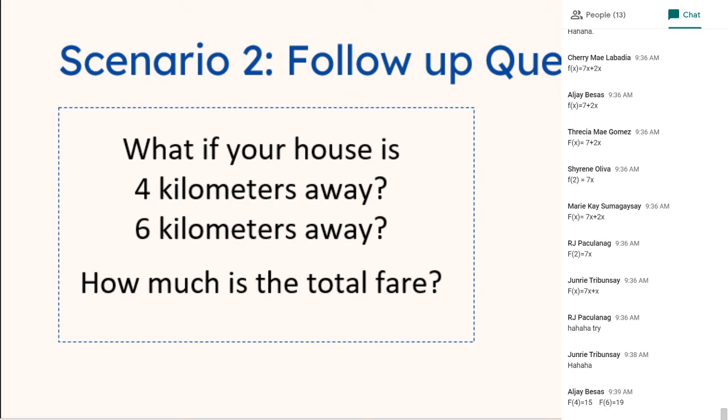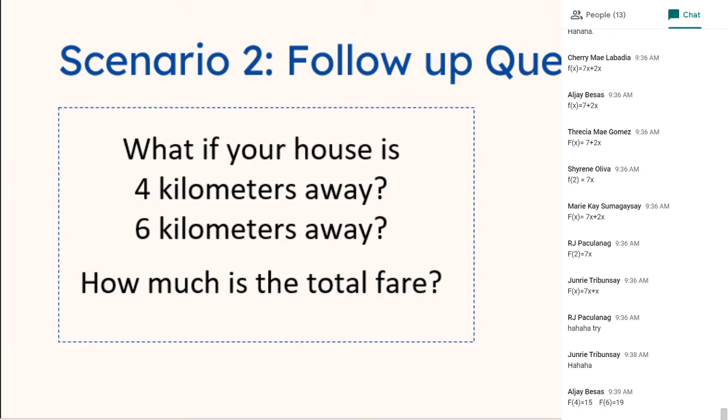Kung 4 kilometers, letter A, so, f of 4 equals 2 times 4 plus 7. Evaluate ta ang function. So, that is 2 times 4 is 8 plus 7. F of 4 equals 15. Amo ni bala ang aton final answer? Ano gani ginapangita? The total cost or total fare. So, dapat pesos. So, our answer is 15 pesos. Kung ang inyo balay 4 kilometers outside sa syudad, ang inyo bayaran is 15 pesos.